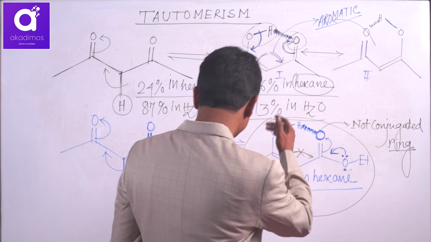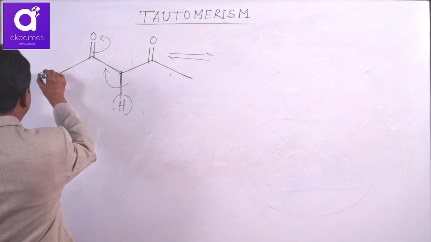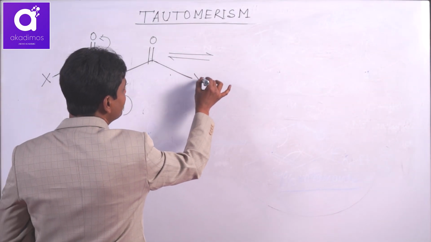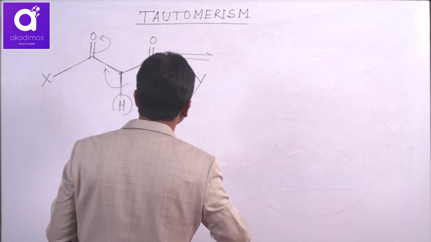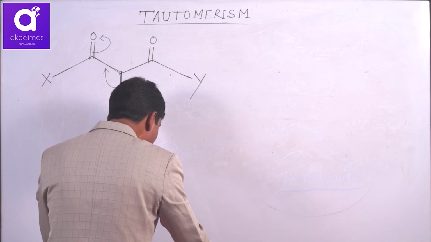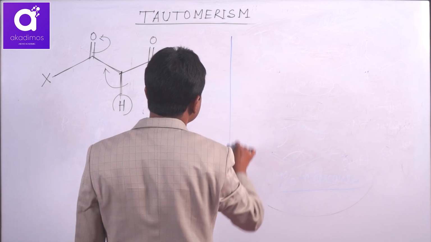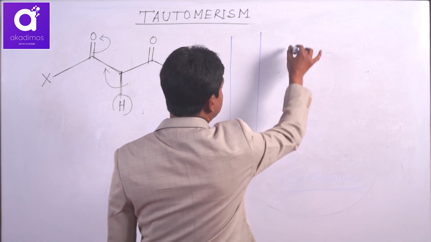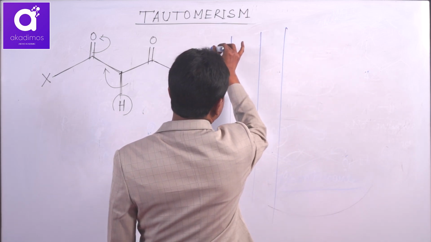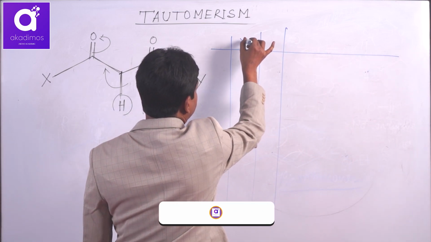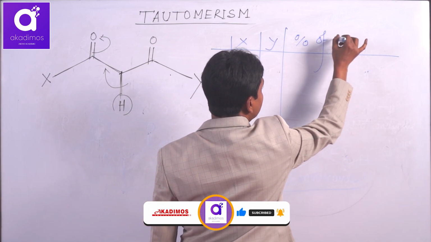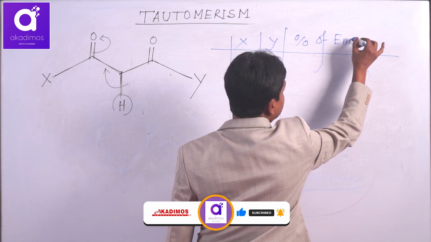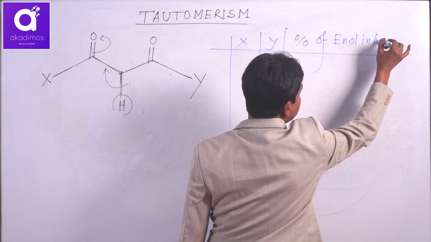Now, I'll give a chart. These are X and Y. I'll vary this X and Y, and I'll compare the percentage of enol in hexane.